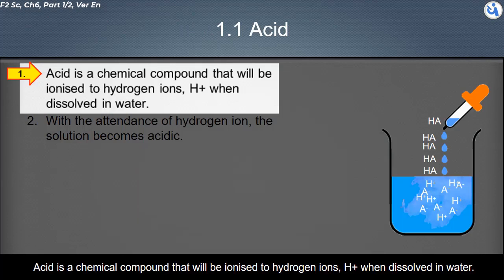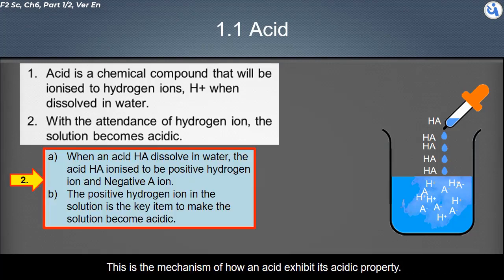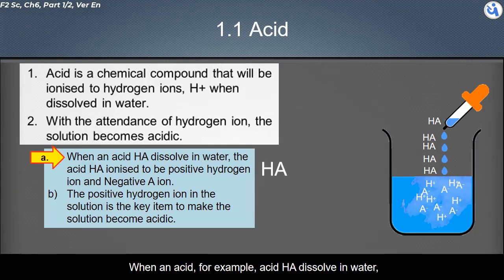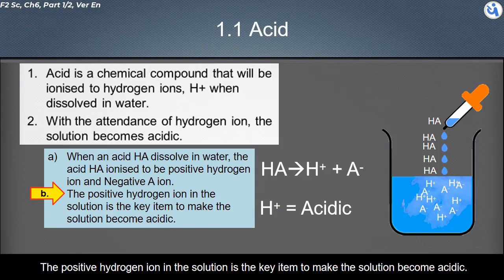Acid is a chemical compound that will be ionized to hydrogen ions, H+, when dissolved in water. With the presence of positive hydrogen ions in the water, the solution becomes acidic. This is the mechanism of how an acid exhibits its acidic property. When an acid, for example acid HA, dissolves in water, this acid HA will be ionized to a positive hydrogen ion and a negative A ion. The hydrogen ion in the solution is the key item that makes the solution become acidic.